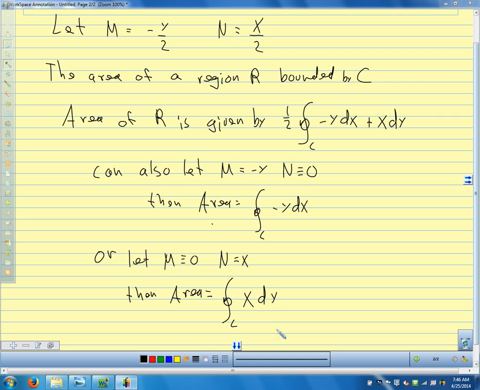All right, so does everyone understand how we came up with these expressions? We just want to arrange things so that when we use Green's theorem on this line integral, all we end up with is a double integral over a region of dA. And that gives us the area of the region. Yes?